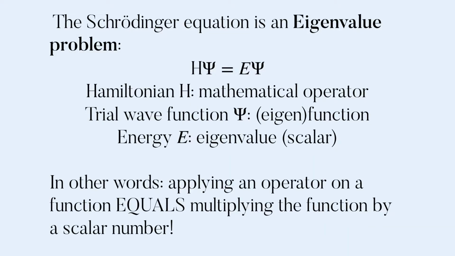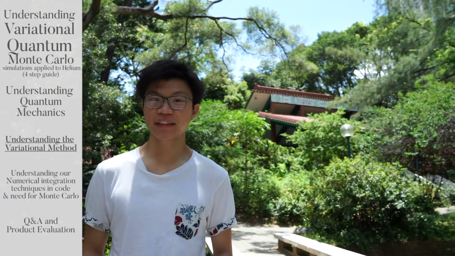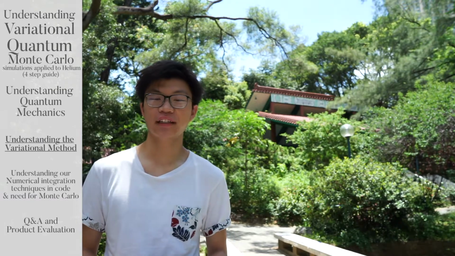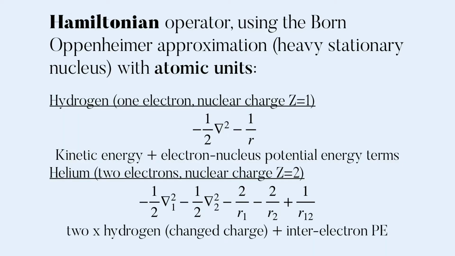The variational method works because the Schrödinger equation is an eigenvalue equation made up of the operator, the Hamiltonian, the wave function, and the energy, which is the eigenvalue. Assuming that the nucleus is way heavier than the electrons, the Hamiltonians for the hydrogen and helium cases are written as such. They are very similar and are related by their total energies.